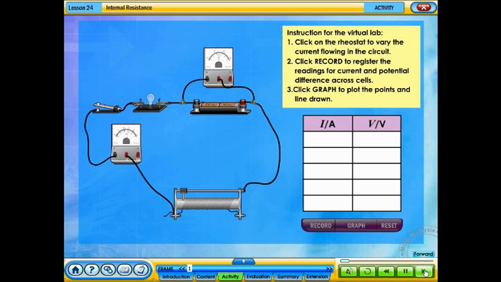In order to find the EMF and the internal resistance of a cell, the circuit is set up as shown. The EMF, E, and the internal resistance R can be derived from the graph of potential difference across the cells, V, against current I.